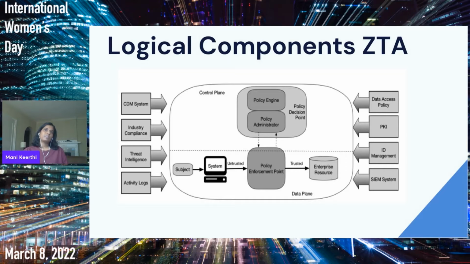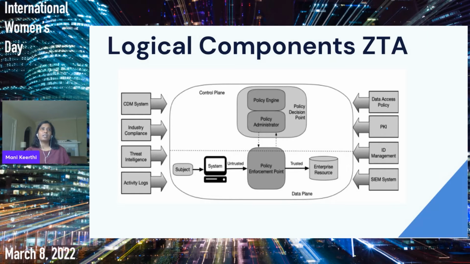and network and system activity logs. This enterprise system aggregates asset logs, network traffic, resource actions, and data access policies. These are the attributes or rules and policies about access to enterprise resources.